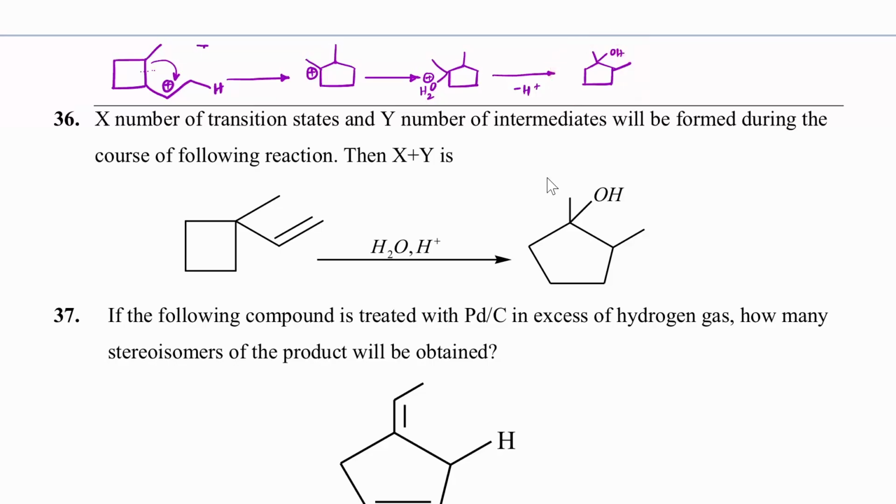So this is intermediate 1, this is intermediate 2, this is intermediate 3. So 3 intermediates, which makes it 4 transition states. So the answer should be 7.